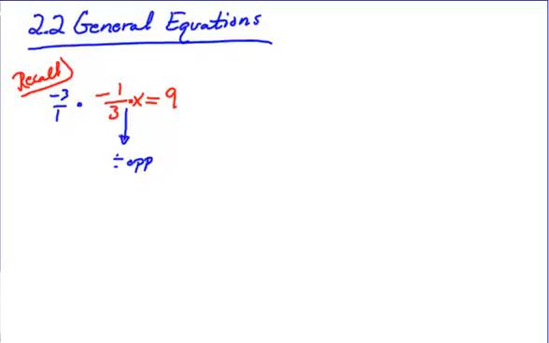If I do it to one side, I better also do it to the other side, right? So that killed over there. That became a 1. So now I have x is equal to, what's 9 times negative 3? Okay, sounds good.